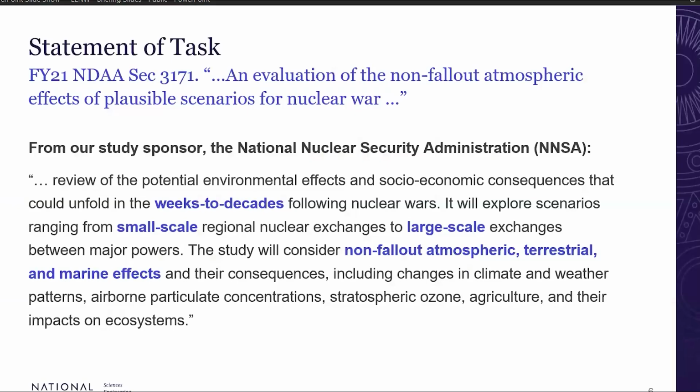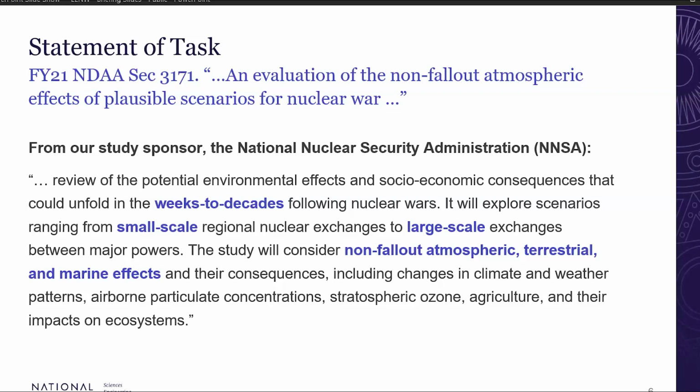So the statement of task is paraphrased here, and we were charged with performing an independent review of the potential environmental effects and socioeconomic consequences that could unfold on timescales of weeks to decades after nuclear wars, and to explore a range of scenarios from small-scale to large-scale nuclear exchanges between major powers, and then again consider the non-fallout implications for atmosphere, terrestrial, and marine effects and their consequences, changes in weather patterns, impacts to the Earth system, airborne particulate concentration, stratospheric ozone, agriculture, and ecosystems.